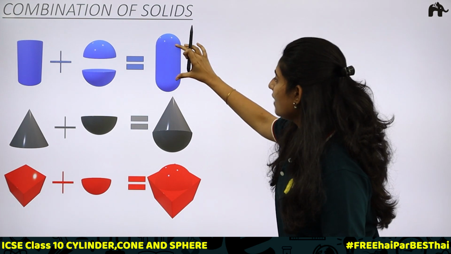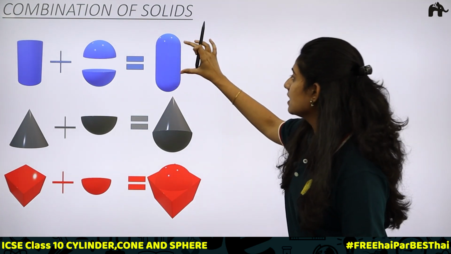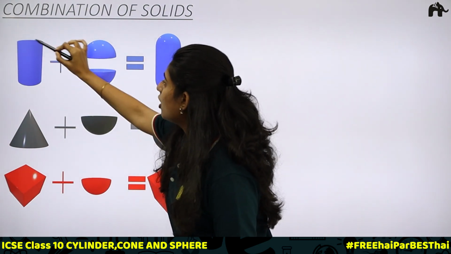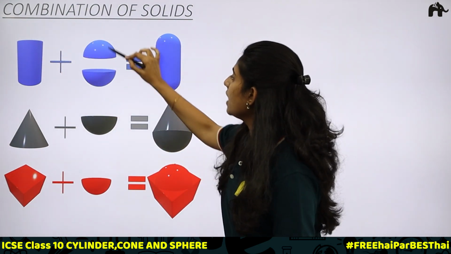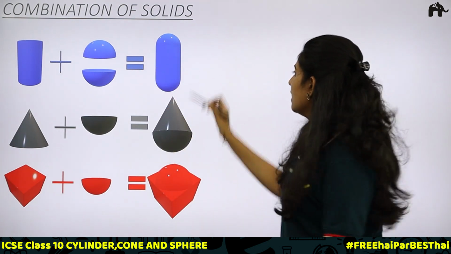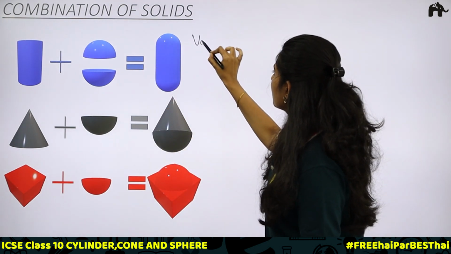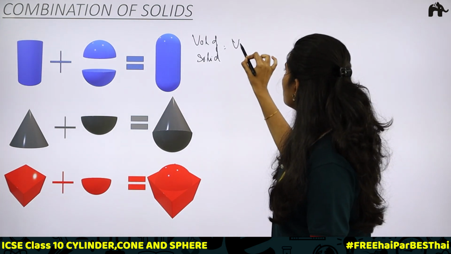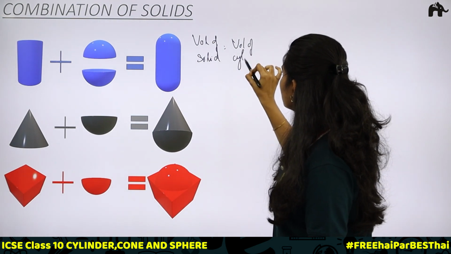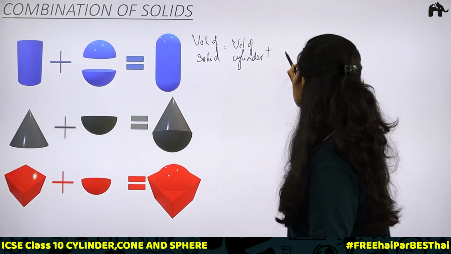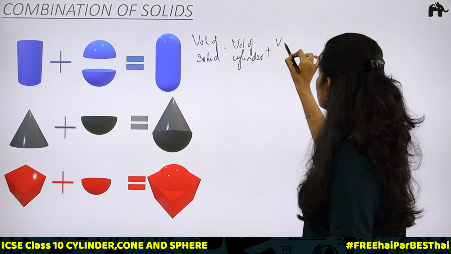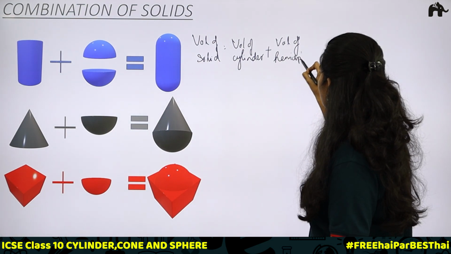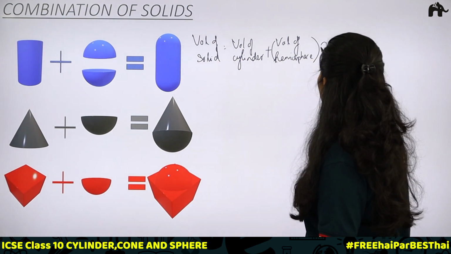To find the total volume of this shape which is formed, we will be adding the volume of the cylinder and 2 times the volume of hemispheres. So the volume of the solid which is formed here will be equal to volume of cylinder plus volume of hemisphere into 2. Why into 2?